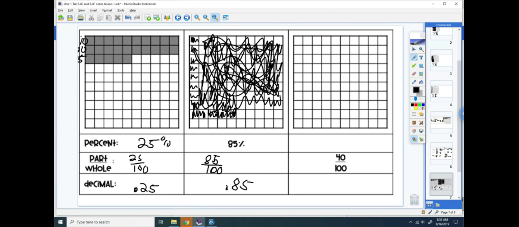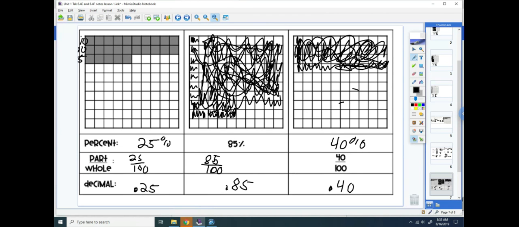Okay, so now we have 40 out of 100. Well, 40 out of 100, we already know is 40%. So I'm going to shade in 40 blocks. So 1, 2, 3, 4. Sometimes this pen does not want to work. Okay, so it's 40%, which is the same thing as 0.40. All right, a couple more questions.